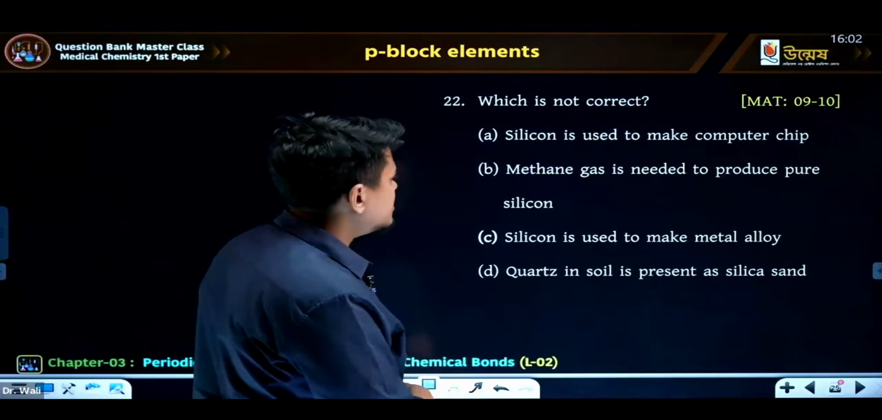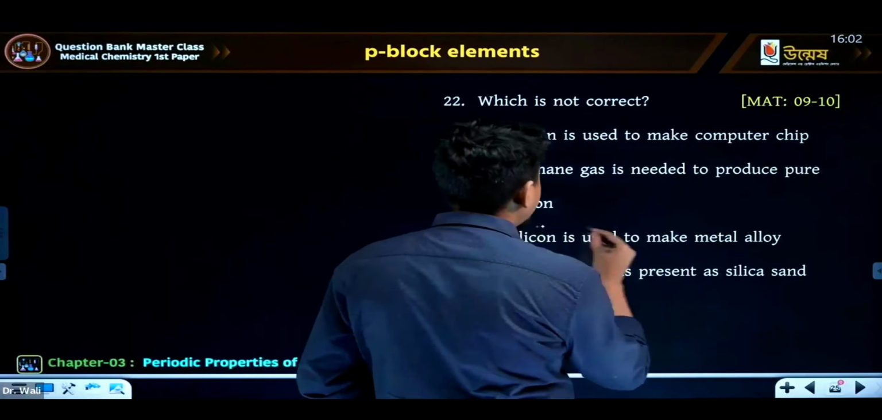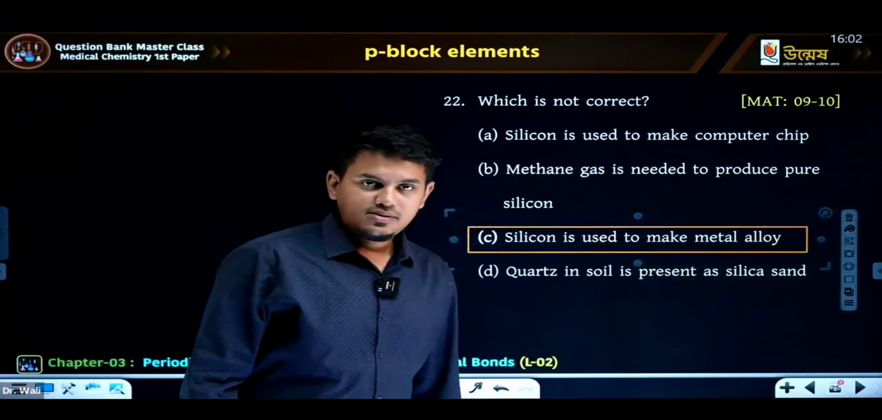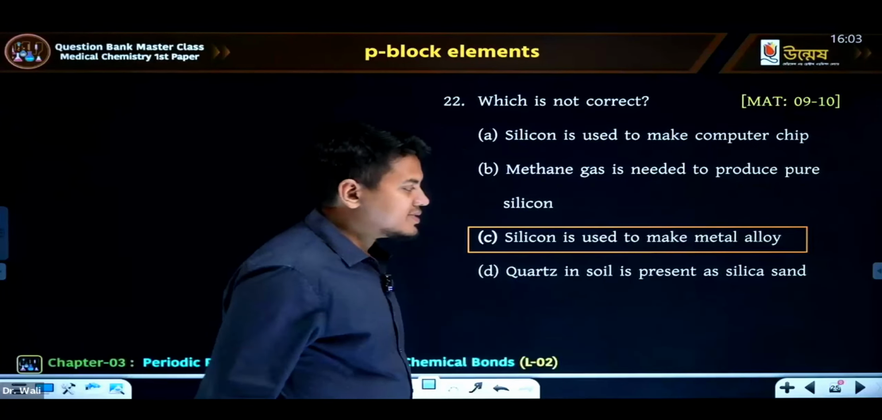Silicon is used to make computer chips. This is correct. Methane gas is needed to produce pure silicon. This is also a bit correct. Silicon is used to make metal alloy. No, silicon is used to make semiconductors, not alloys. Semiconductor means cheap transistor. Silicon itself is a semiconductor. Quartz in soil is present as silica, and that's also correct.